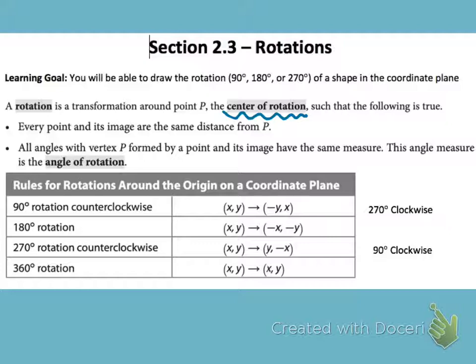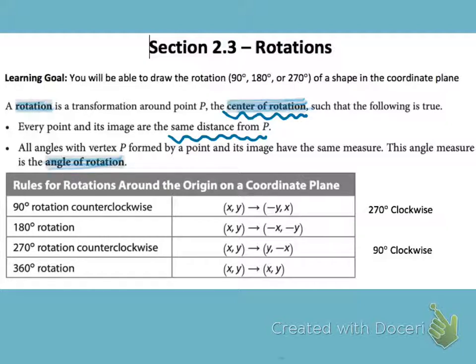And a rotation is a transformation about point P, the center of rotation, such that the following things are true. Every point and its image are the same distance from P. So the pre-image and the image are the same distance away from the center of the rotation, and all angles with vertex P formed by a point and its image have the same measure. This angle measure is called the angle of rotation.